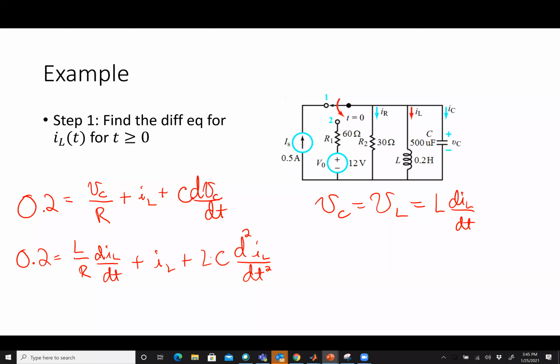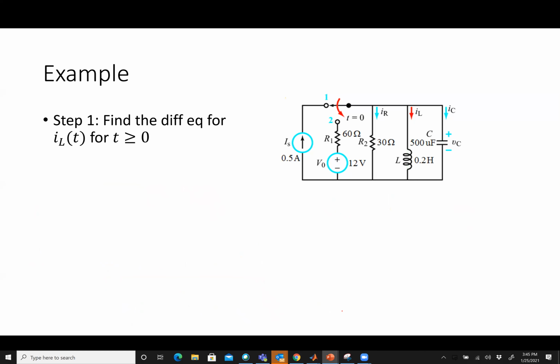So now to get it into standard form, what do I have to do? Divide by LC. So I'm going to get 0.2 divided by LC equals d squared IL by dt squared plus 1 over RC dIL by dt plus IL over LC. Now that's a second order differential equation.